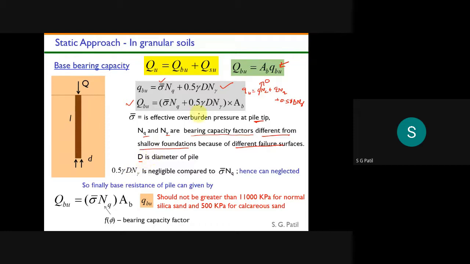Then what is D here? D is nothing but the diameter of the pile. So what is the diameter of your pile? This is my D. Then one more thing you should remember here: 0.5 gamma D. See, D is very small here, maybe 200 mm or 300 mm. So as you compare to this term, let me take a different color here.